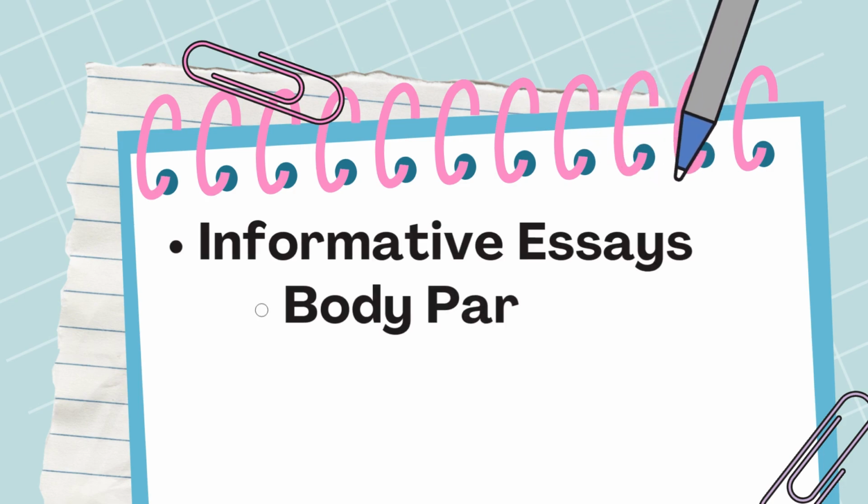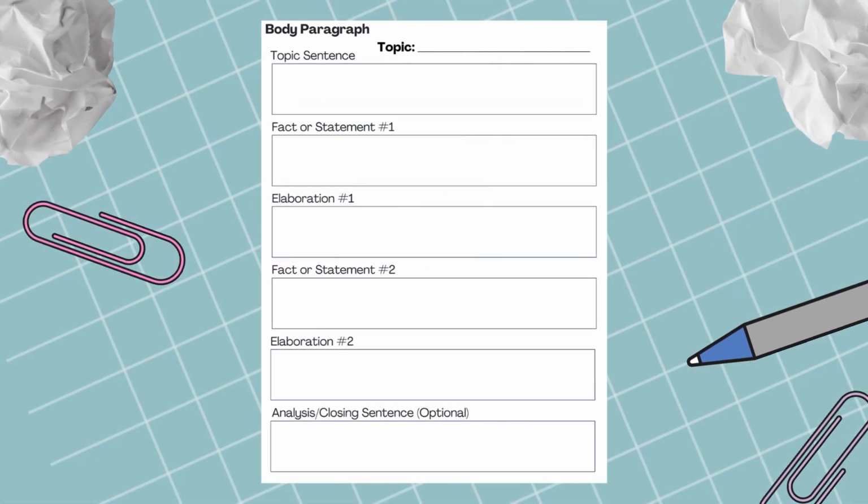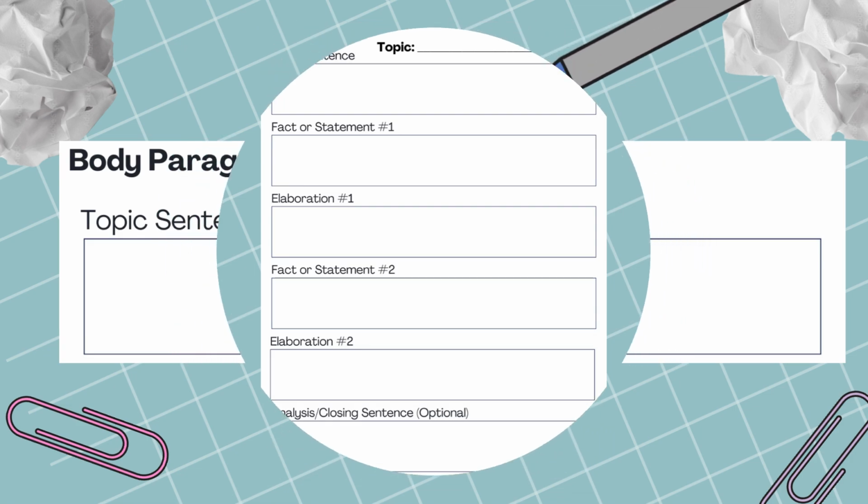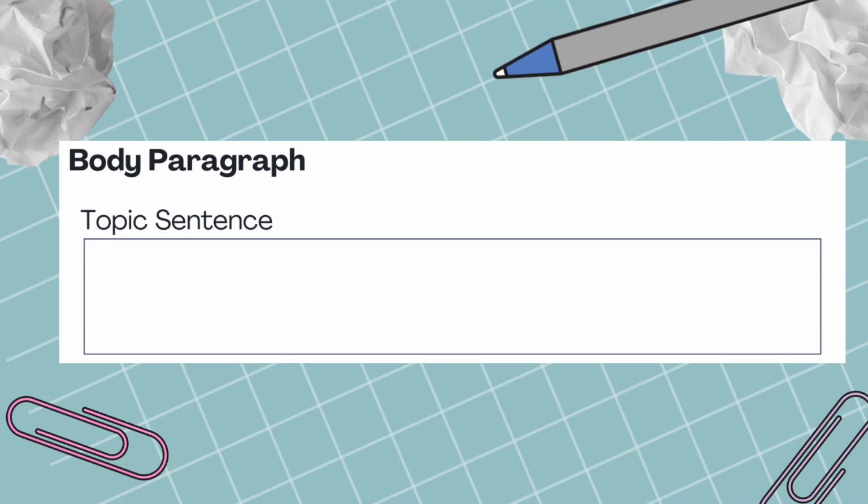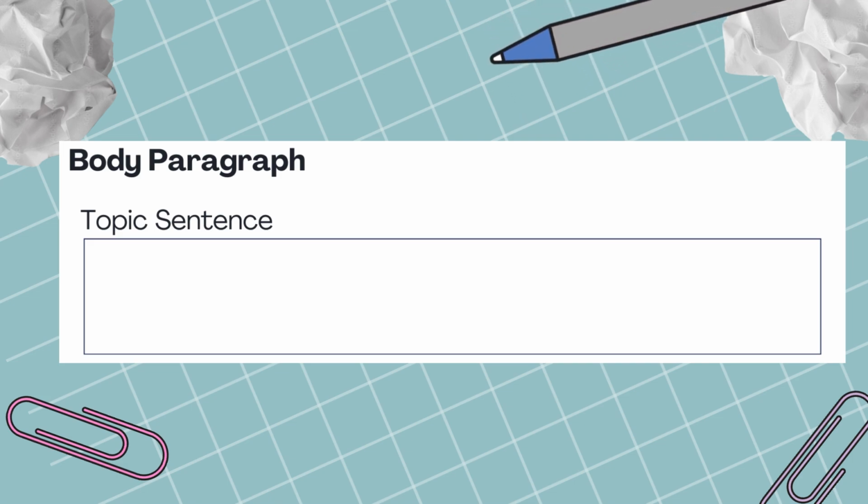Next is your body paragraphs. I created a body paragraph outline for the informative essay as a visual aid and to help you with the writing process. You can find a PDF of this outline and the other resources in the description below. Notice on the outline that there's a line to put a topic. You should make sure that when you start a body paragraph, you know exactly what topic you will be speaking about so that it will be more clear and concise to the reader and you can dedicate it to one subject.